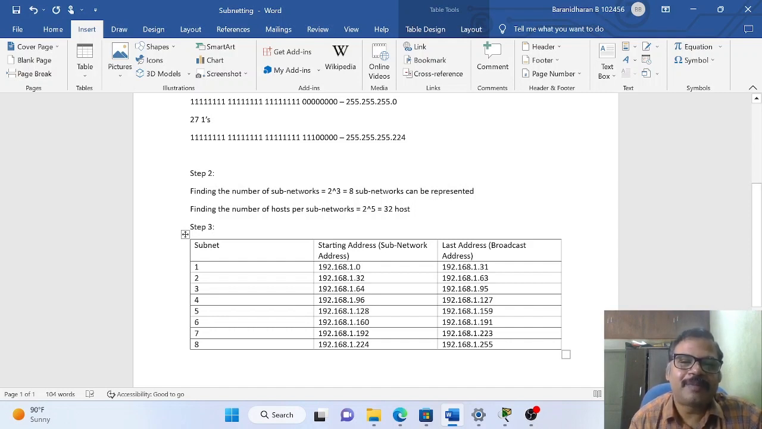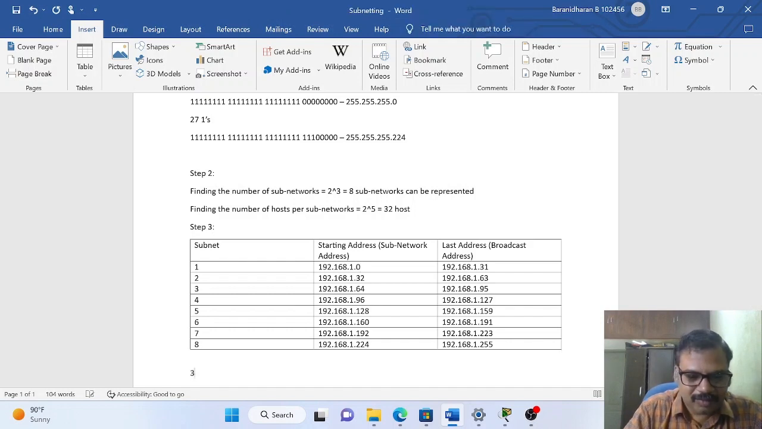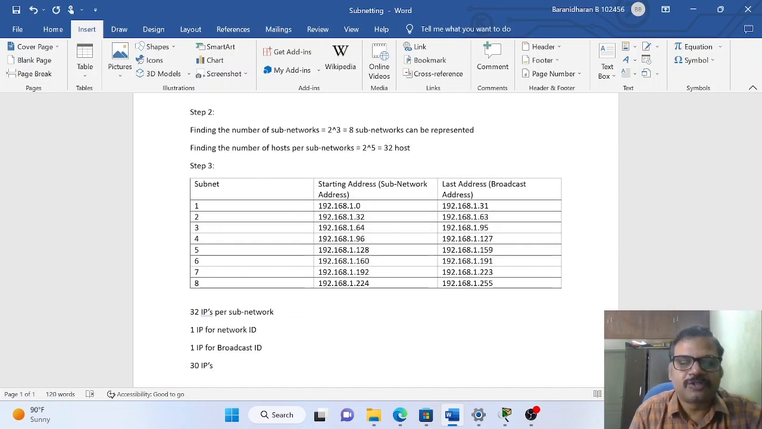Remaining, how many IP addresses are we having? Originally 32 IPs. So in a subnetwork, effectively we can connect 30 systems. This is applicable to all the subnetworks. So each subnetwork can effectively have 30 hosts, though 32 IPs are available.